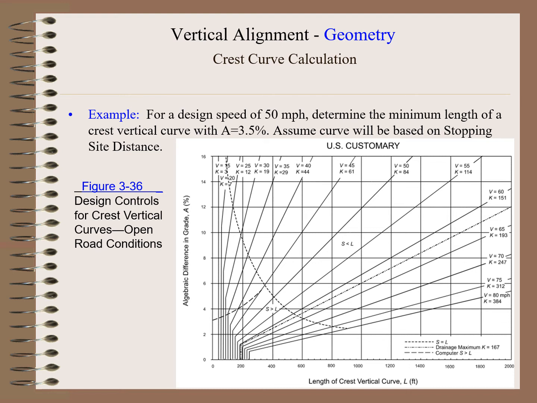Next, we're going to compare our results from the previous page with figure 3-36, design controls for crest vertical curves in open road conditions. In this chart, we know our design speed, so we can plot that. We know our algebraic difference A, which is 3.5. When we draw that, we go directly down from that intersection point, and it indicates a 276 foot length of crest vertical curve, which is very similar to what we calculated on the previous page.